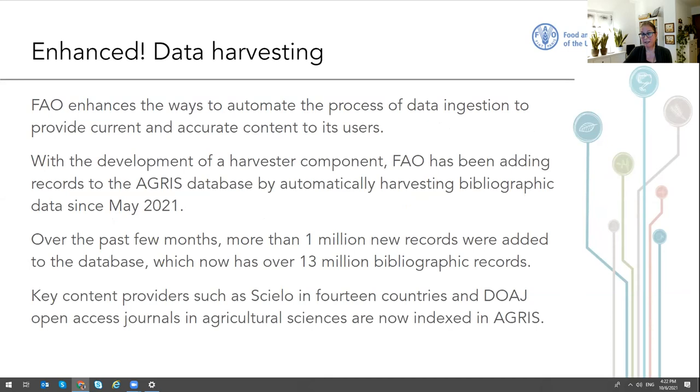We have implemented as well the data harvesting, and this is very recent as well. So we wanted to automate the process of data ingestion, looking at data providers that had OAI-PMH implemented. And this became operational in May 2021. We have so far more than 1 million new records. And there's quite a lot of work in checking the situation of these endpoints and the records that we can harvest. There is a lot of pre-work, but then that's when we can reach big collections pretty fast.